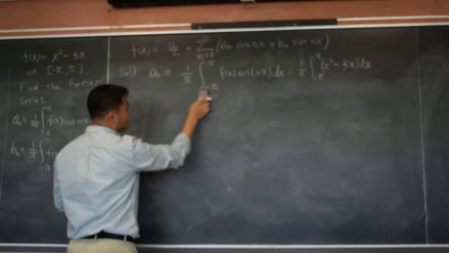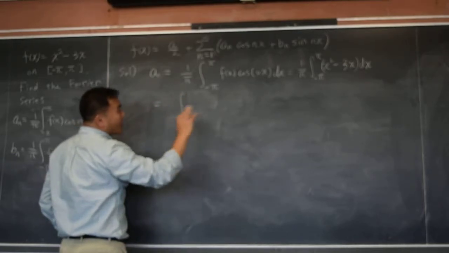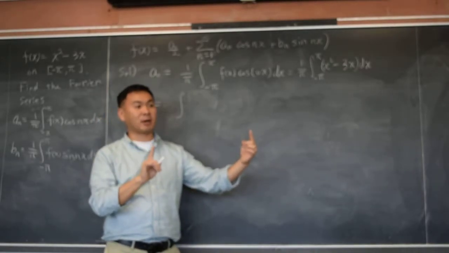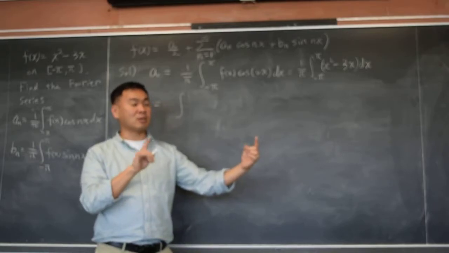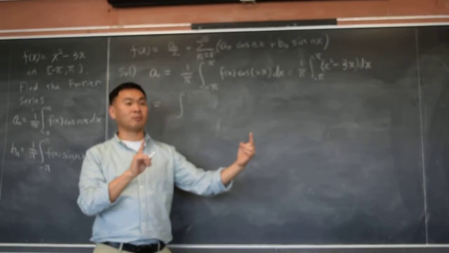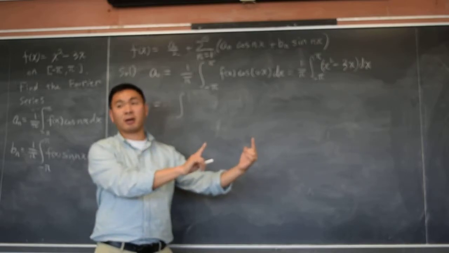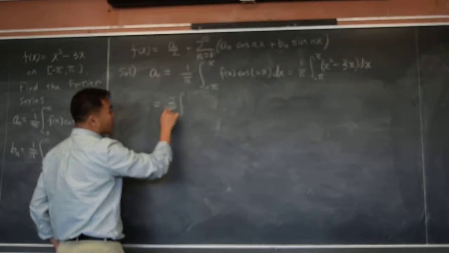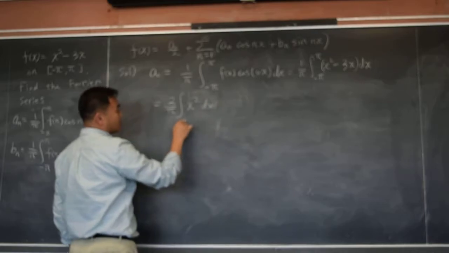So maybe I should write it here. So the odd functions, when you integrate over a symmetric domain from negative pi to pi, it becomes 0. For even functions, instead of negative pi to pi, you integrate from 0 to pi, and then you double it. So you do 2 over pi of x squared dx, and you integrate from 0 to pi.